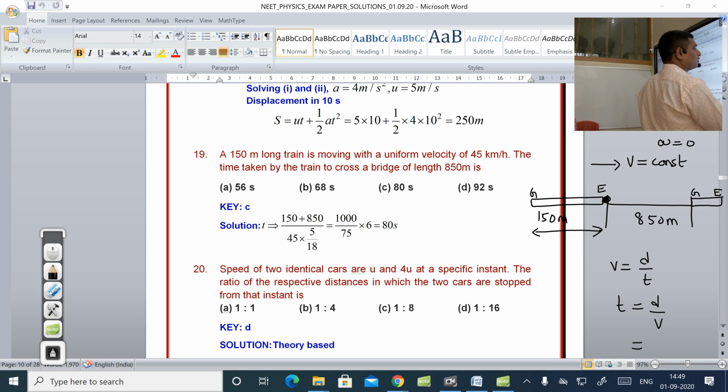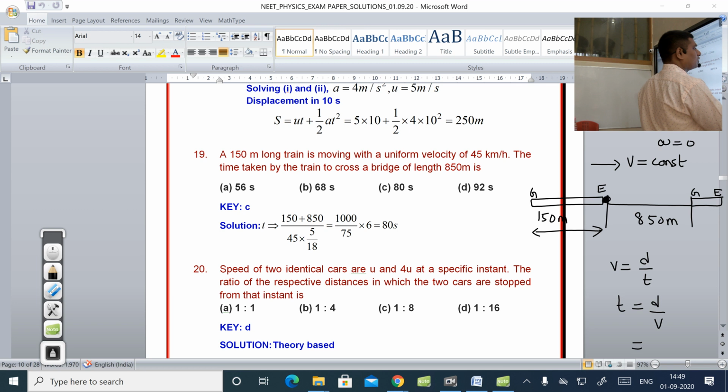So this is slightly application type. Okay. So anyway, next one, 20th one. Speed of two identical cars are u and 4u at a specific instant. The ratio of the respective distances in which the two cars are stopped from that instant. So there also you can directly solve, initial speeds are u and 4u. Okay students. Now they will travel like this, and then they are being stopped. Final velocity is 0, final velocity is 0. Okay, maybe distances are different.